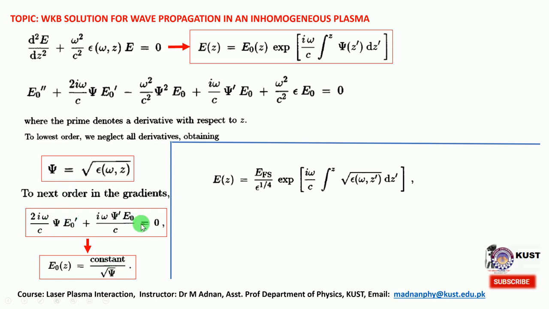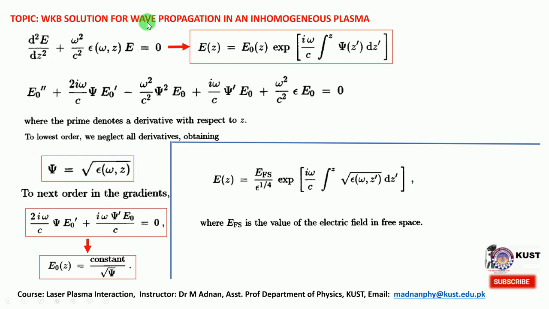If you see, you need a few steps. That is, you need to bring these two terms into a product rule, that is, in terms of rate of change, so that this gives you a constant, and this will come in the denominator. Here E_FS represents the value of the electric field in free space.